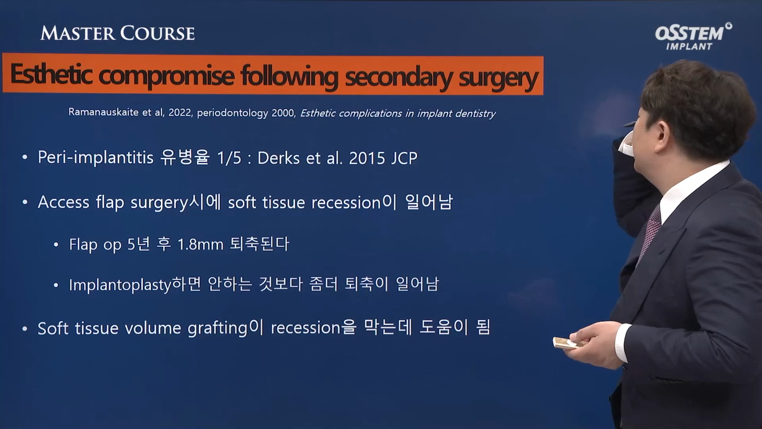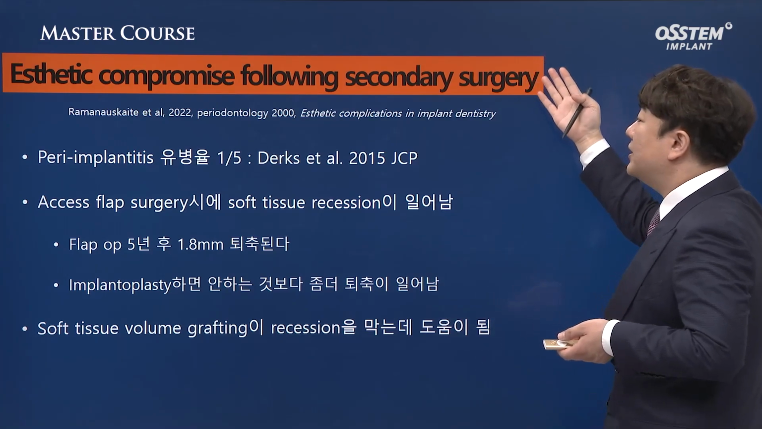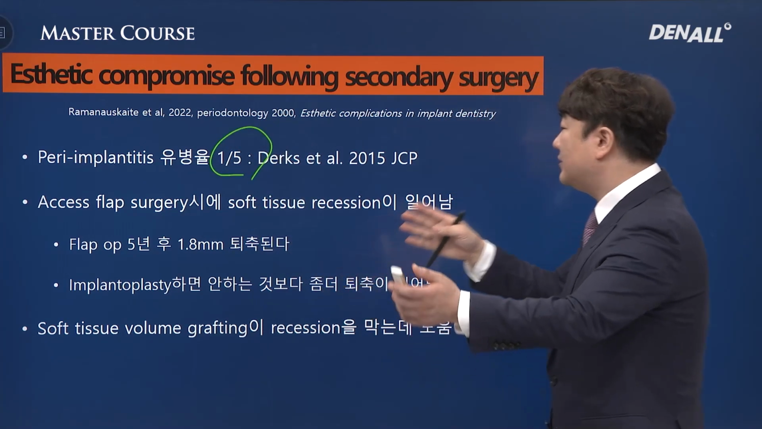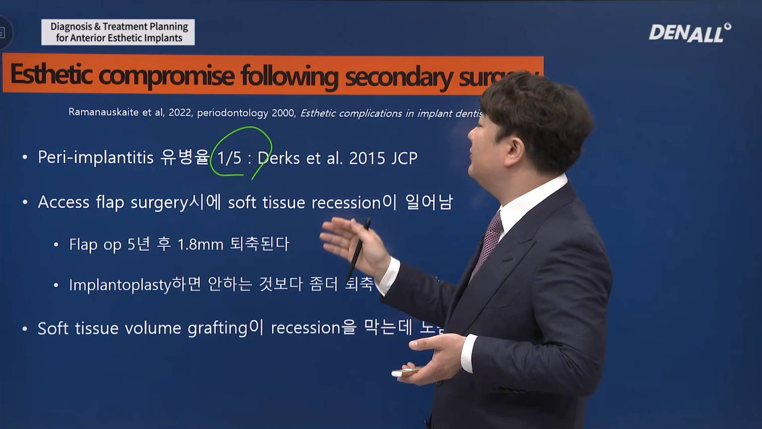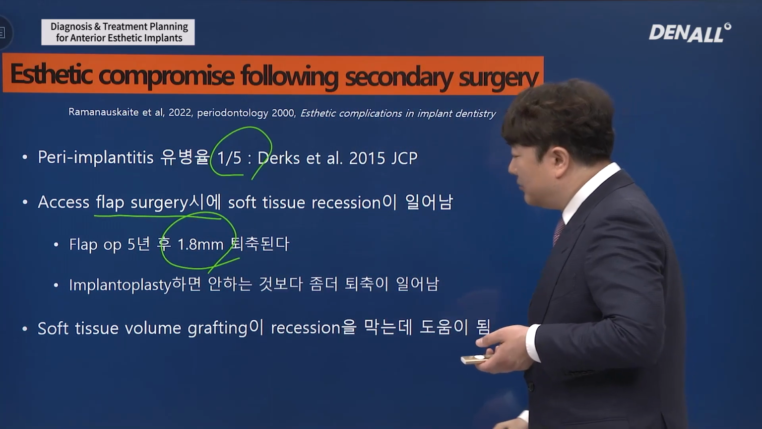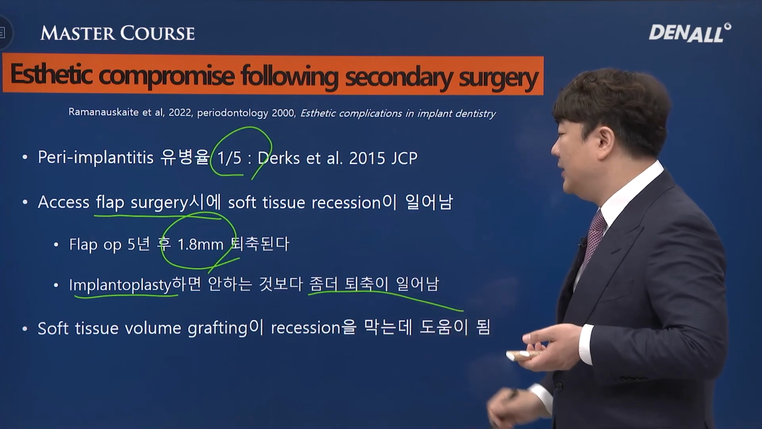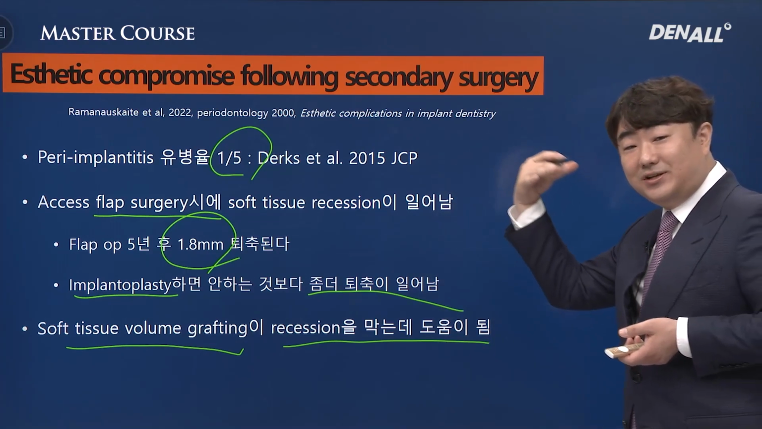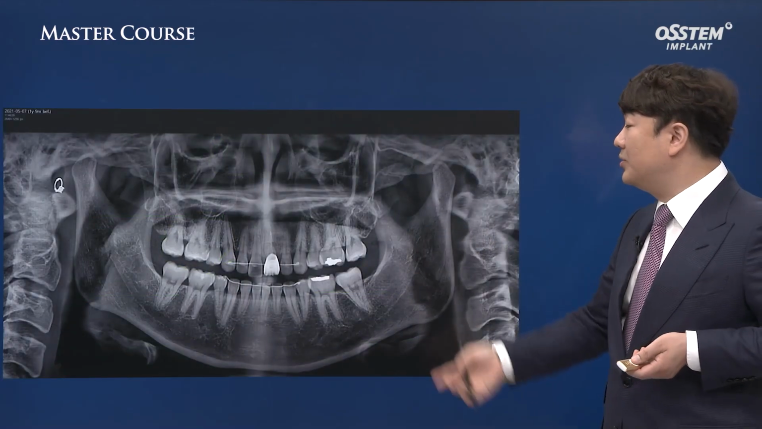Secondary surgery is not about implant placement, but about the surgery involved due to peri-implantitis. The prevalence of peri-implantitis is about 20% here, but I think it's actually higher. In order to address peri-implantitis, if you do flap surgery, 2 millimeters of recession occurs almost. When you do implantoplasty, which grinds off the implant surface, even more recession occurs, but by doing a soft tissue graft, you can prevent recession. This is worth memorizing. Let me show you a case.